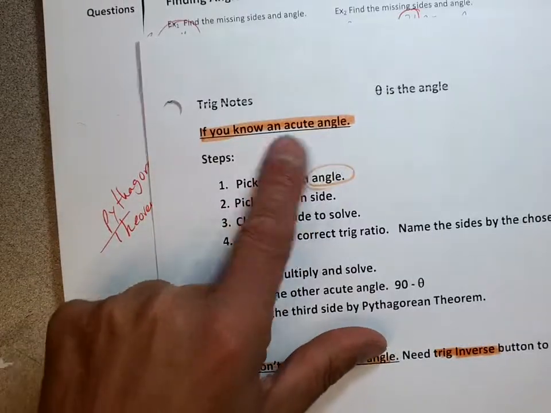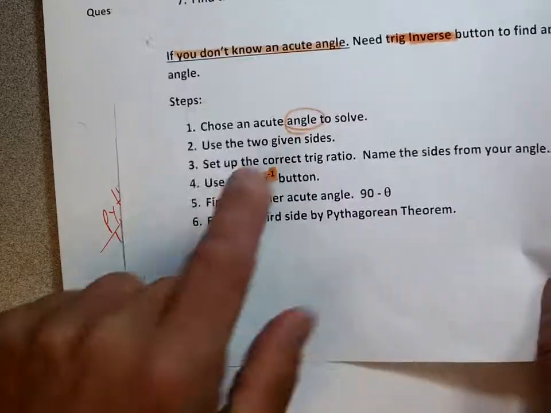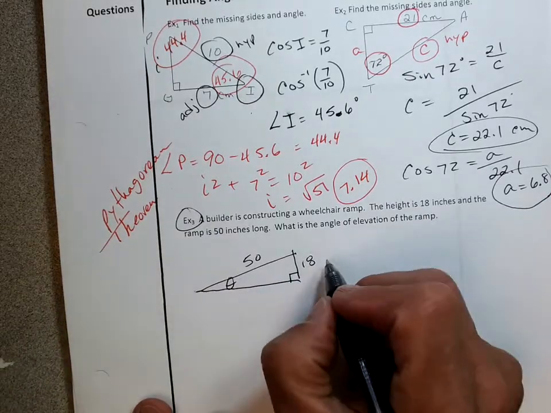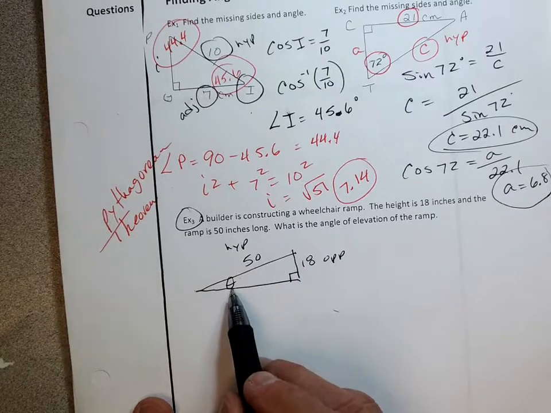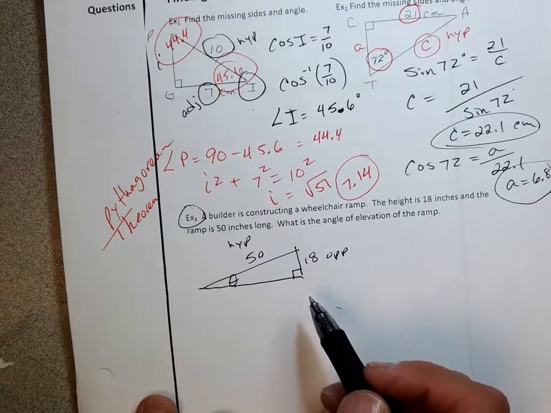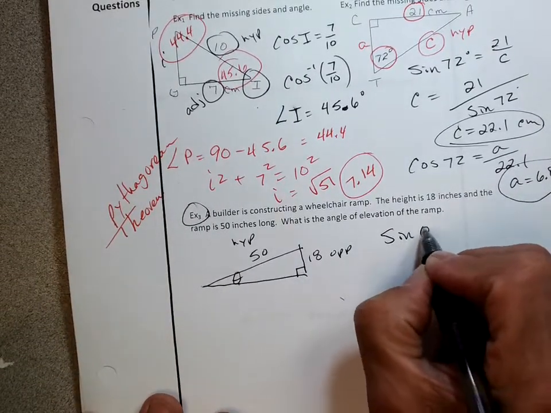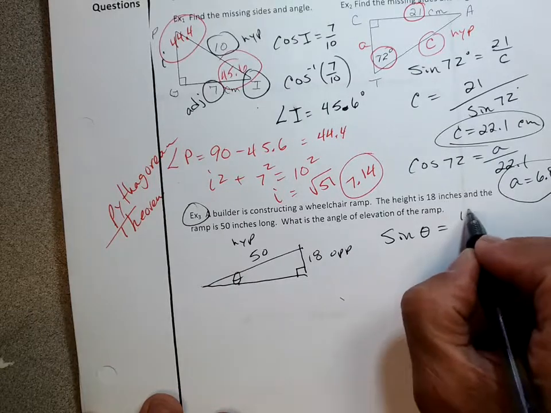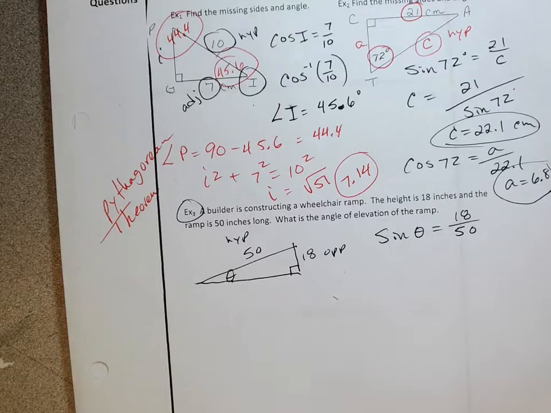Do we know an angle? No. So we're going to have to use the opposite and the hypotenuse. You guys agree? From the angle, opposite side, hypotenuse. Sine, or sin if we're in church. So we go sine of theta equals 18 over 50. How's that look, Bailey? All right, opposite over hypotenuse. Now we need to find the angle.